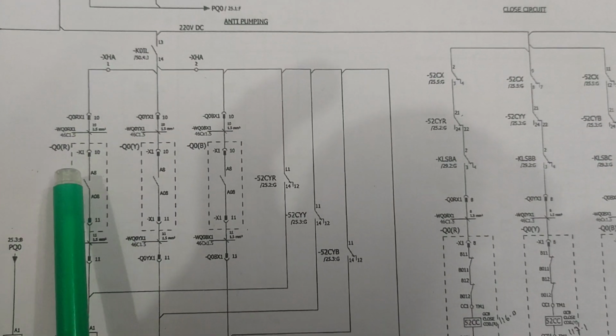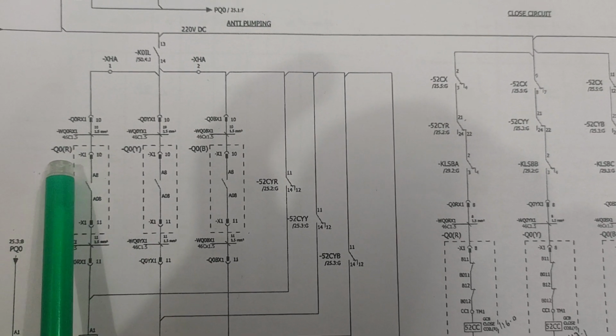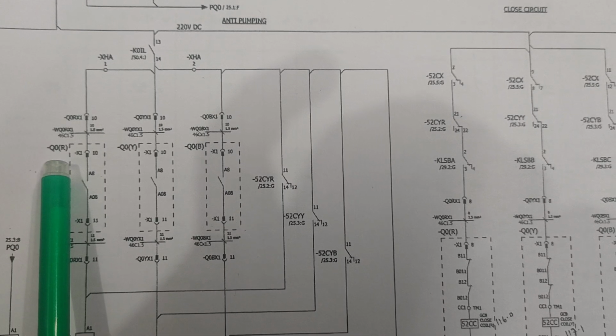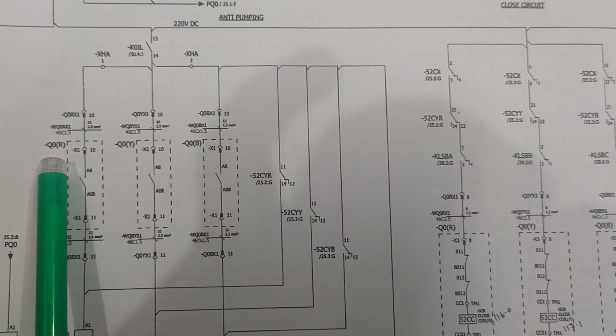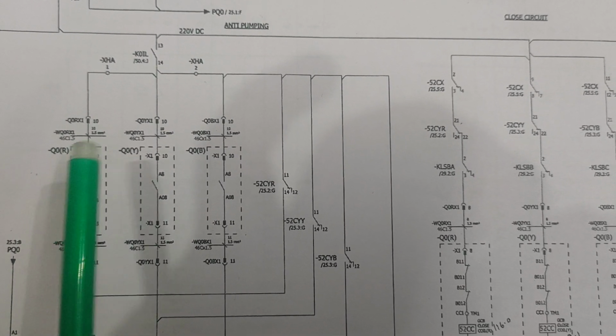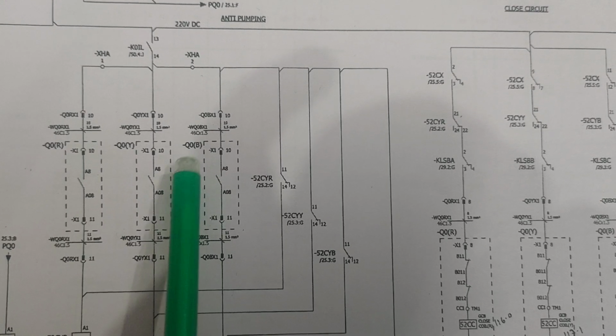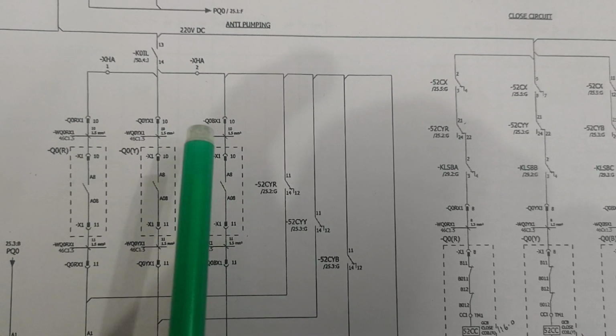Here the Q0 in the GIS system is the indication, abbreviated form, for identification of the circuit breaker. So Q0R for the red phase, Q0Y for the Y phase and Q0B for the B phase circuit breaker.